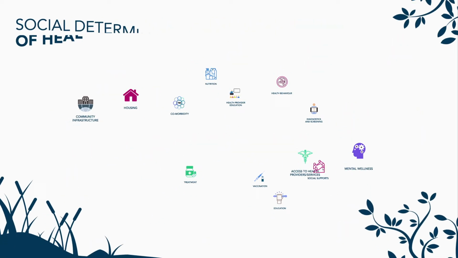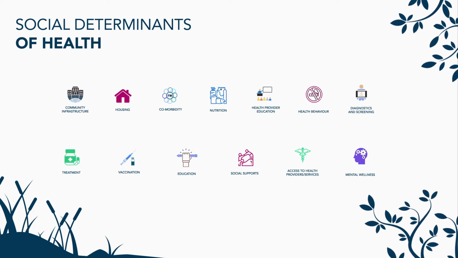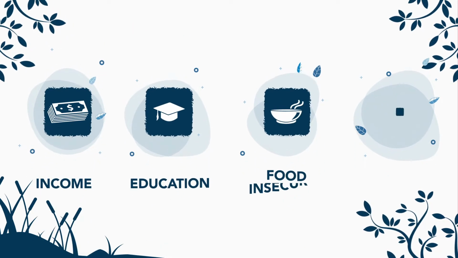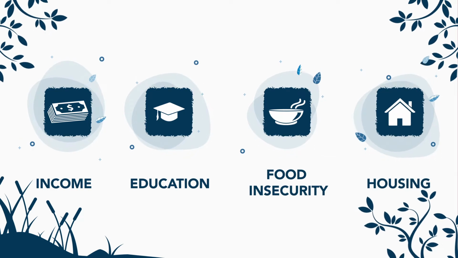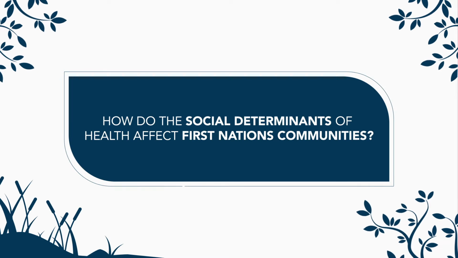Social determinants of health are the non-medical factors that influence health outcomes. They affect individuals at all stages of the life course and include factors such as income, education, food insecurity, and housing. How do the social determinants of health affect First Nations communities?